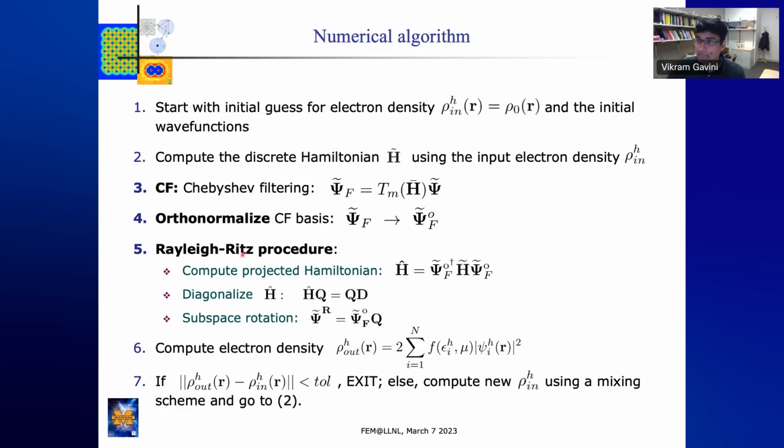And these two steps scale as order mn square. But then the prefactor for these things is a bit smaller compared to the prefactor for the Chebyshev filtering step. So even for systems of the order of like 30,000 to 40,000 electrons, this will be the dominant step. So now I'll briefly go about the HPC aspects of how we accelerated each of these three steps.